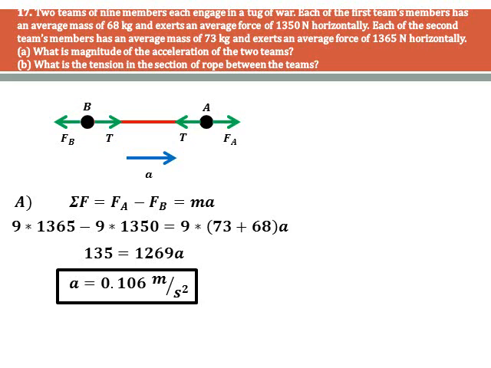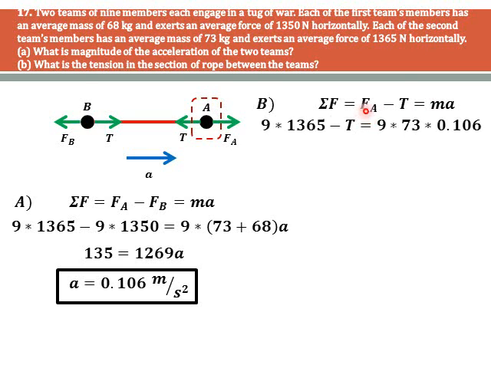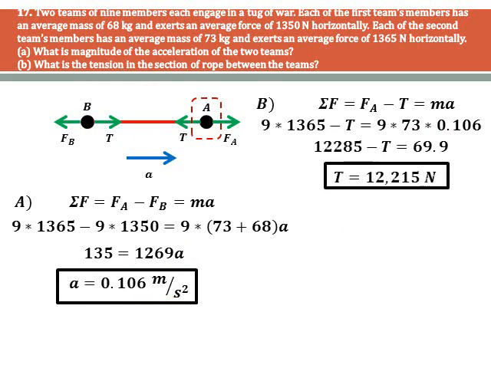Now this brings us to part B. It says what is the tension in the section of the rope. So what is the tension here? We're going to define our system as just team A this time. So we have force A minus the tension is going to be equal to mass times acceleration. Plug in what we have. We have force A is 9 times 1365 minus tension. It's going to be equal to 9 times 73, since now we're just dealing with one team, 73 kilograms, then multiply by the acceleration because the acceleration of the entire system is constant. All right, plug it in, and then find the tension to be 12,215 newtons. Now, if you redefined your system as just team B, you should get the same answer.